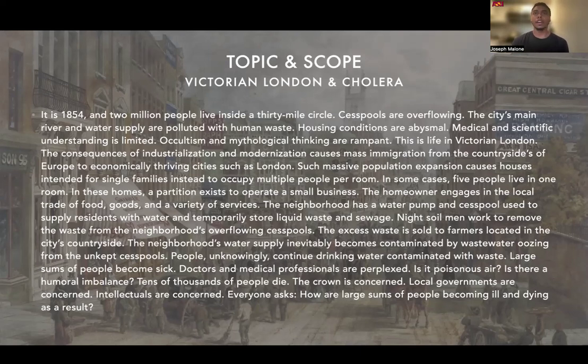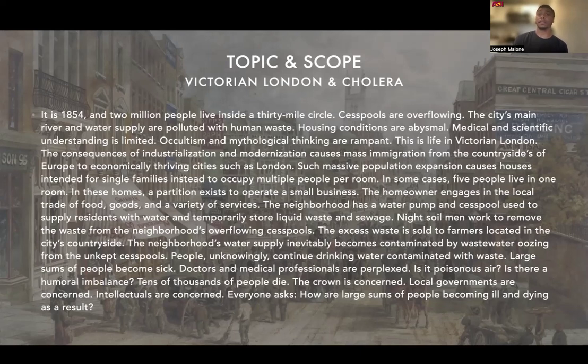And so this neighborhood is serviced by a water pump and also a cesspool. The cesspool temporarily stores liquid waste and sewage. Night soil men work to remove the waste from the city's overflowing cesspools. This excess waste is sold to farmers located in the city's countryside. And the neighborhood's water supply, unfortunately, inevitably becomes contaminated by wastewater from the unkept cesspools. And so people unknowingly continue drinking water contaminated with waste.